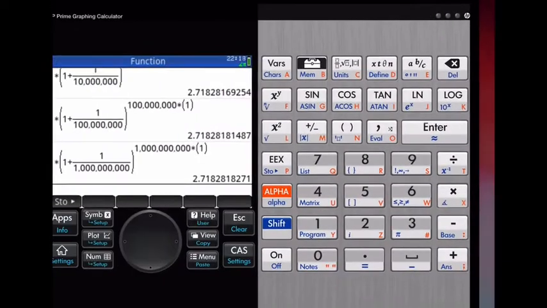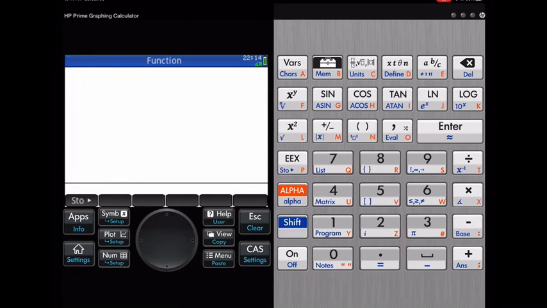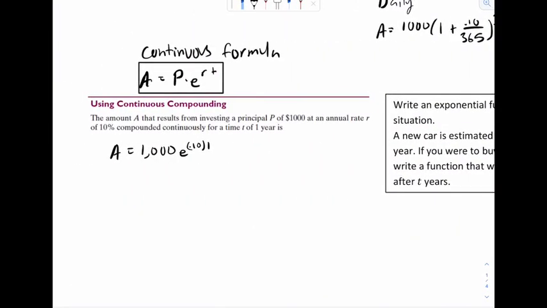Let's grab our calculator. Let's calculate. So 1,000. That's important. You have to put times here, otherwise the calculator will freak out. Then shift natural log to get E, and then 0.1 times 1. And there it is. That's our amount. $1,105.17. That's how much money you'll get compounded continuously for 1 year.